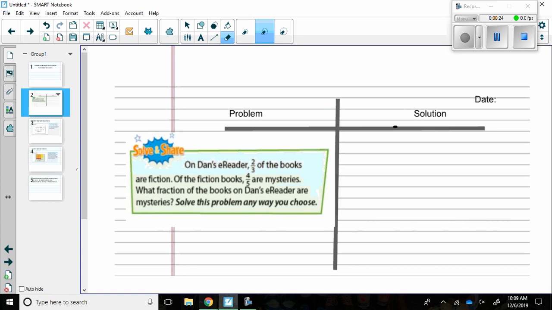Today's solve and share problem is, on Dan's e-reader, 2/3 of the books are fiction. Of the fiction books, 4/5 are mysteries. What fraction of the books on Dan's e-reader are mysteries? Solve this problem any way you choose. Pause the video now to work this problem. Remember to process and use cubes to help you solve. Press play when you're ready to continue.